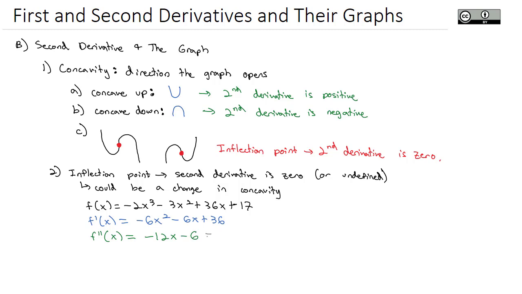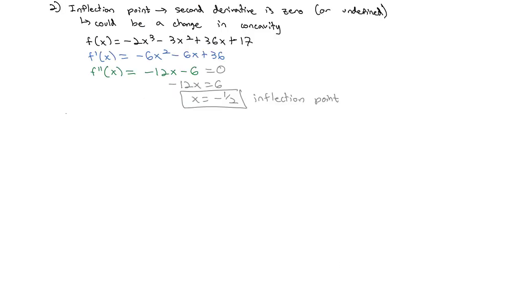And when we set the second derivative equal to 0, that will help us find the inflection points. If I add 6 to both sides, negative 12x equals 6, and divide both sides by negative 12, and x is equal to negative 1/2, that is going to be my inflection point, the point of diminishing returns. It is where the concavity might change. So if that's where the concavity might change, let's look at determining the concavity.